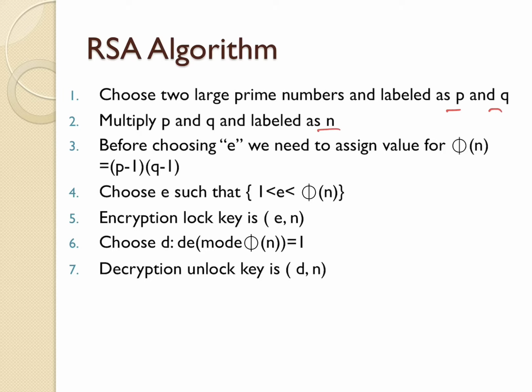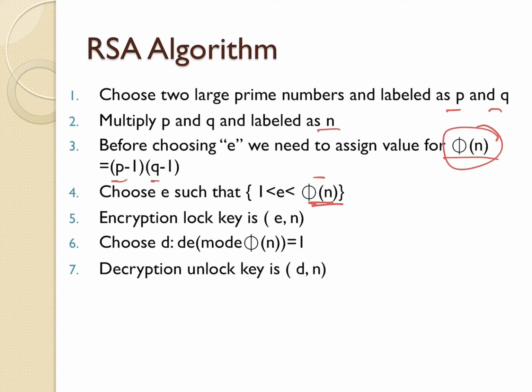Before choosing E, we have to assign a value for pi of n. In order to choose E, we need to first find out the pi of n. So before choosing the E value, we need to assign a value for pi of n. Pi of n has a formula: p minus 1 times q minus 1. Using this, we can easily find out the pi of n.